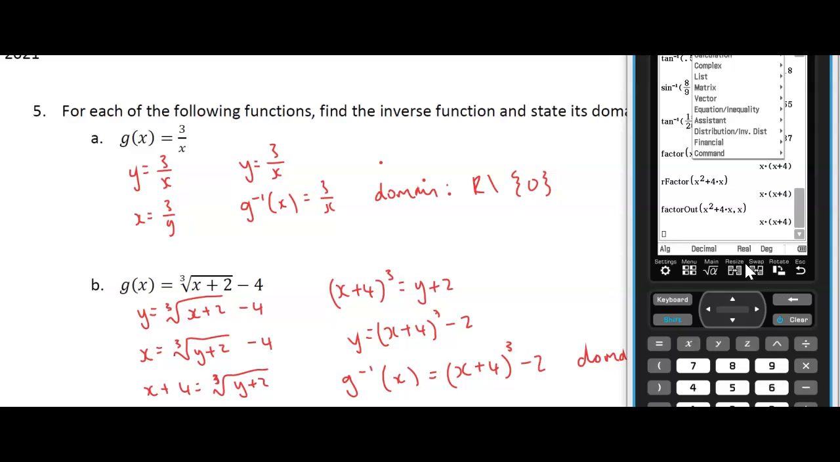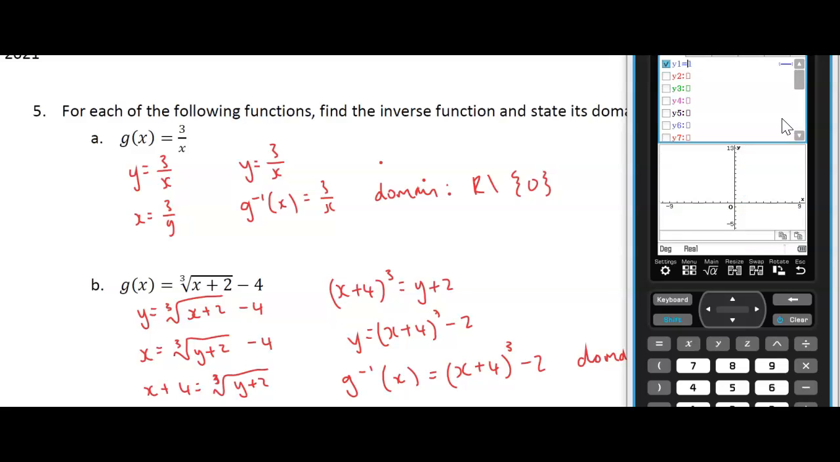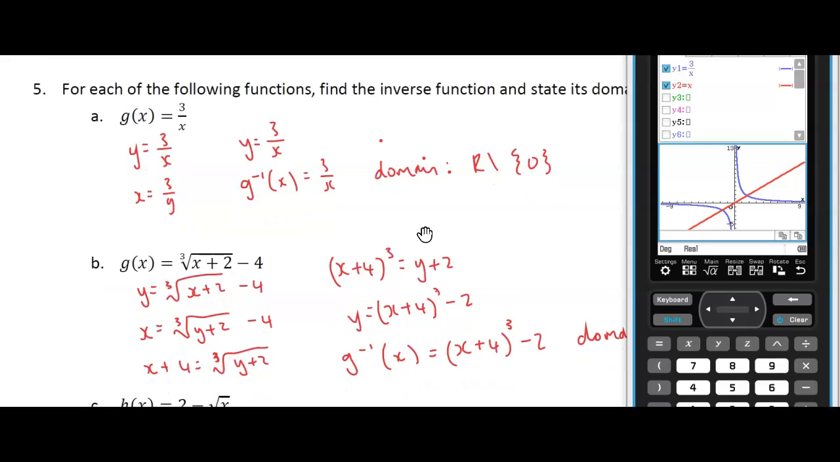If we just sketch it, where's my calculator? All right, so I might just sketch it. Oh, did I just have that up? No, 3 on x. Okay. Now, if you think about the line y equals x, because remember they're reflected along that line, it's going to be the same graph. All right, so that's why the inverse is the same as the original.